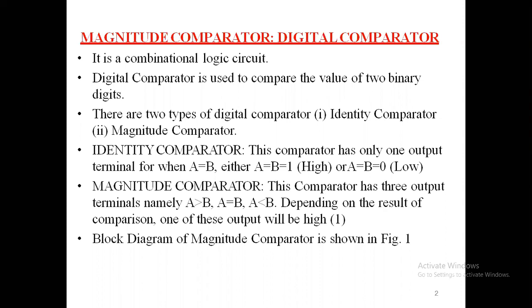This comparator has three output terminals: one is greater than, one is equal to, and another is less than. Is it clear? That is the purpose of the magnitude comparator. Why do we study the magnitude comparator?